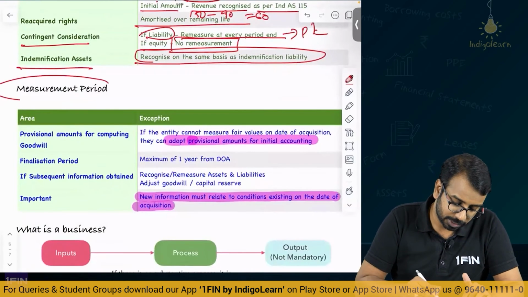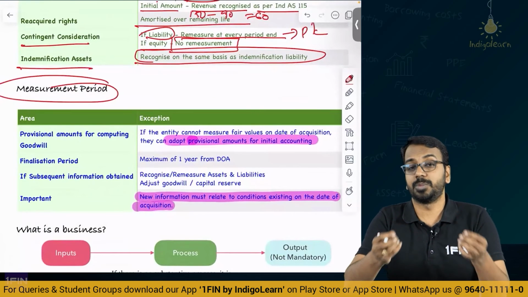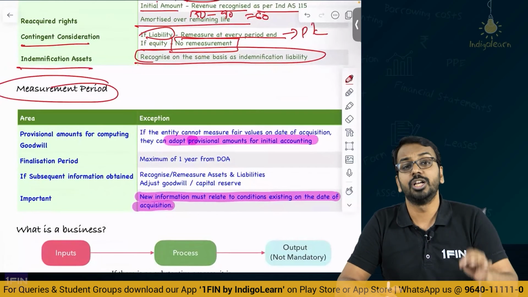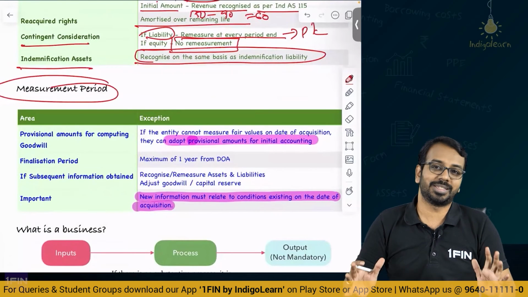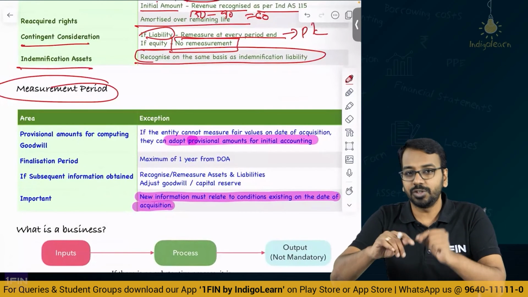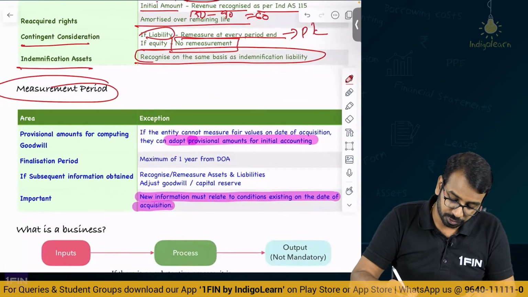Then we have this concept of measurement period. What is this measurement period? If we have acquired another business, there are so many assets, so many liabilities, and we are not able to determine the fair values, you can do the accounting on a provisional basis. Subsequently, if you get new information, but when should we get the new information? You should get it within 1 year.